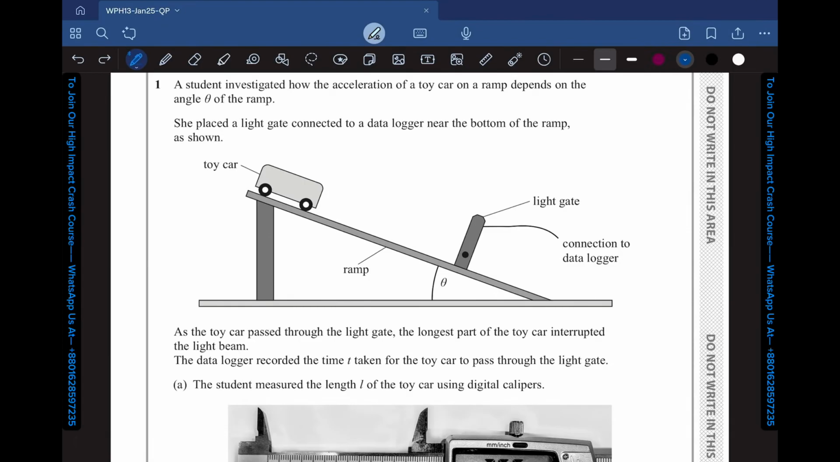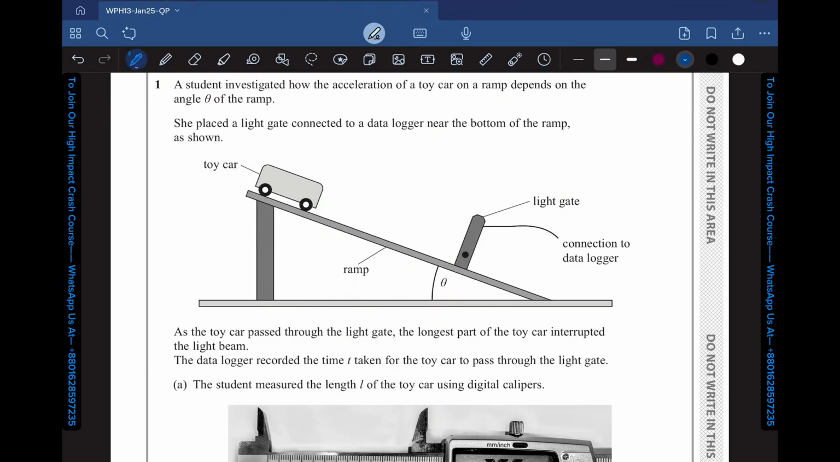A student investigated how the acceleration of a toy car on a ramp depends on the angle theta of the ramp. So basically, this is the angle theta of the ramp, and the more theta increases, the more slanted the ramp becomes, right? So the more the car will accelerate. This is the main concept that they are trying to judge.